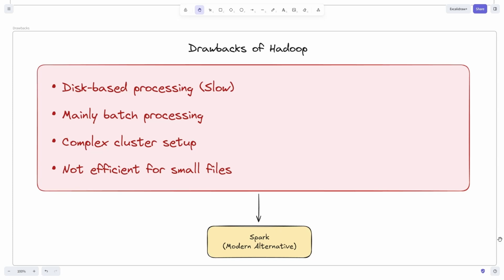HDFS is not efficient for handling a large number of small files. Each file requires metadata in the NameNode, which can become a bottleneck. Hadoop jobs often have high latency. Even simple jobs may take time to start due to resource allocation. Because of these limitations, Hadoop is often combined with or replaced by tools like Spark. However, Hadoop is still widely used as a storage layer.